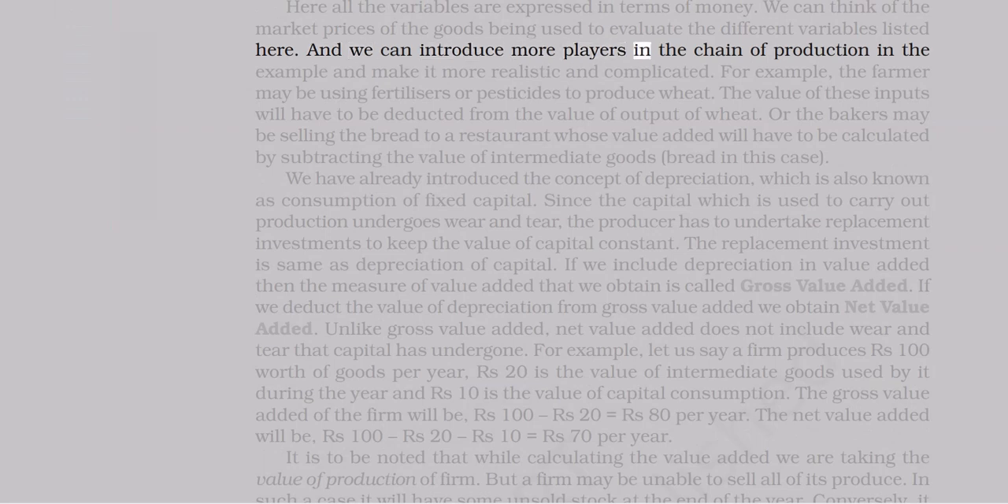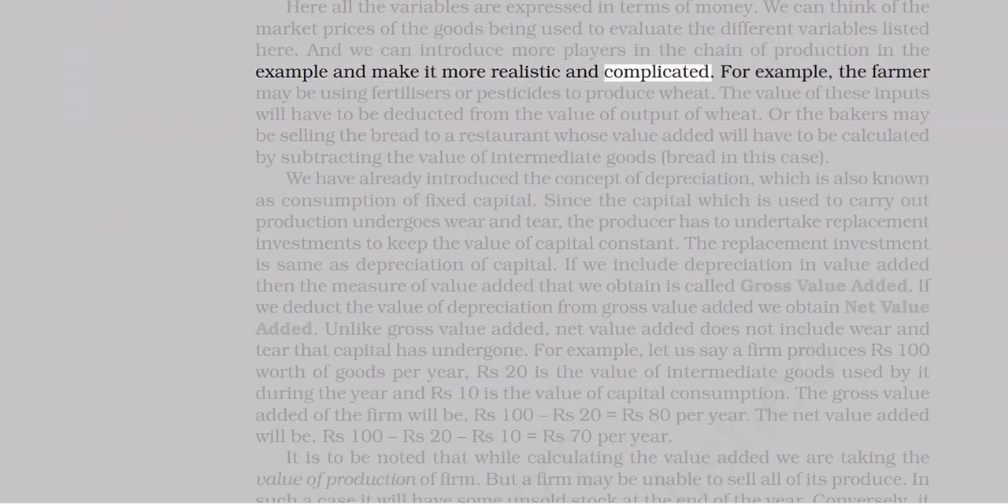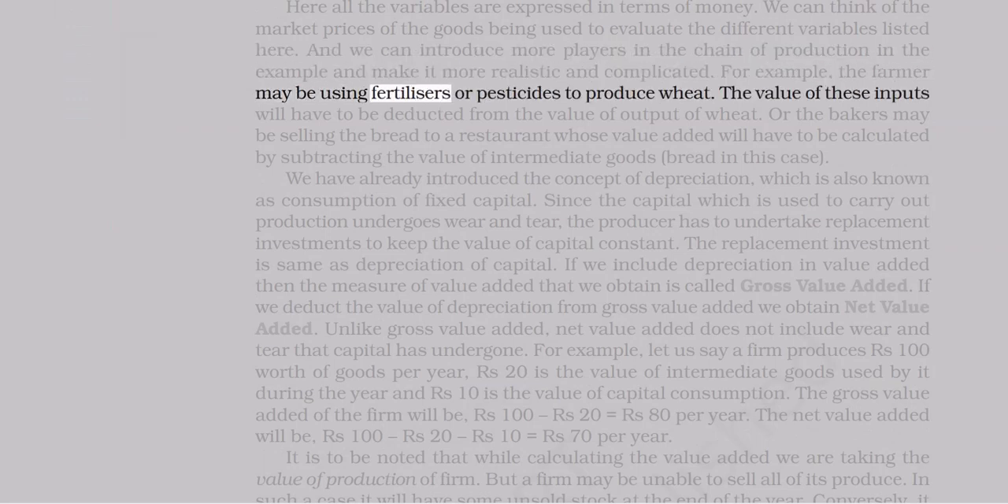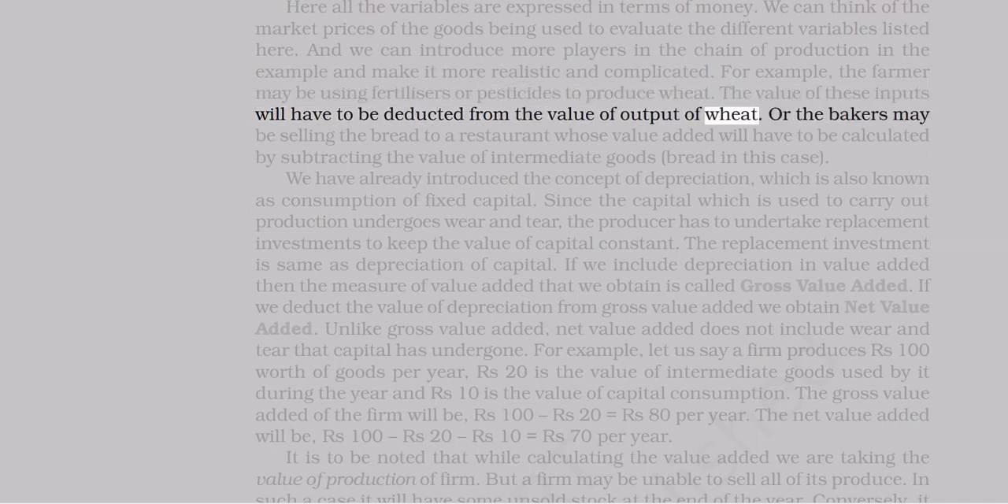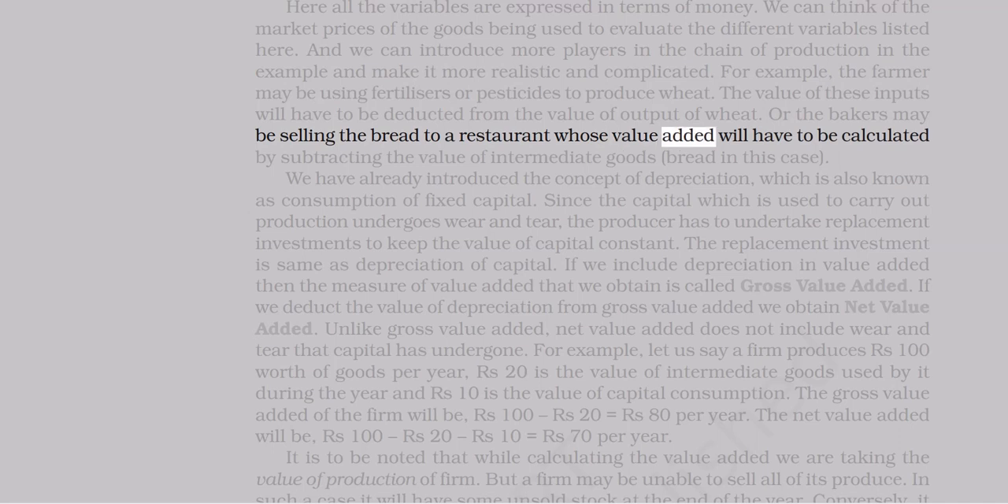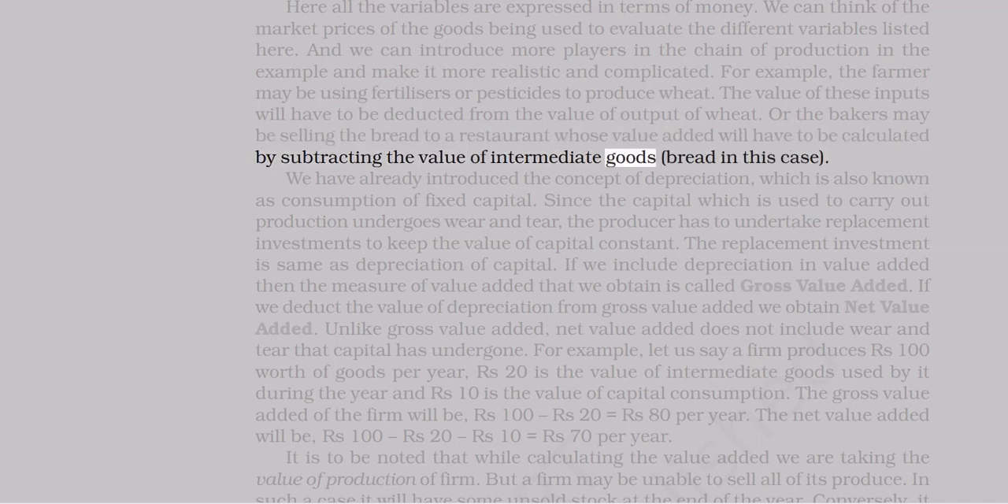And we can introduce more players in the chain of production in the example and make it more realistic and complicated. For example, the farmer may be using fertilizers or pesticides to produce wheat. The value of these inputs will have to be deducted from the value of output of wheat. Or the bakers may be selling the bread to a restaurant, whose value added will have to be calculated by subtracting the value of intermediate goods, the bread in this case.